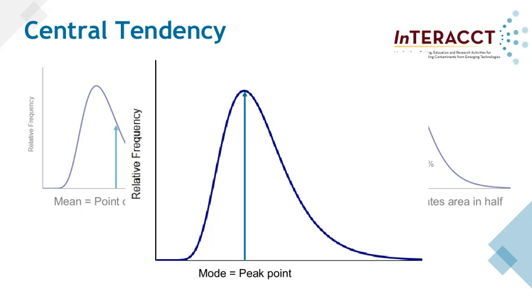And then you see the mode is the value that occurs most frequently and is associated with the peak of the distribution. And as a side note, for a perfectly normal distribution with no skewness, the mean, median, and mode will all be the same number.